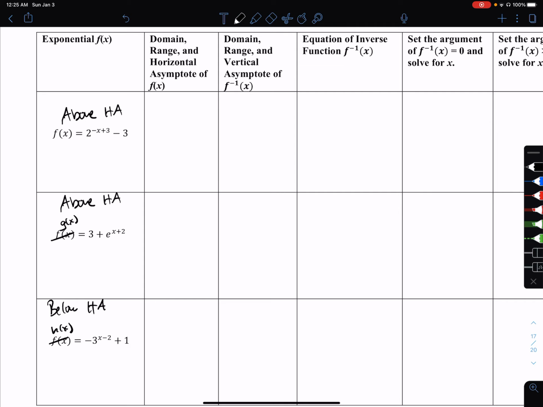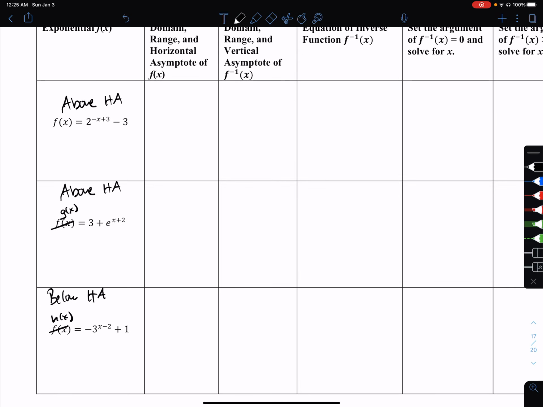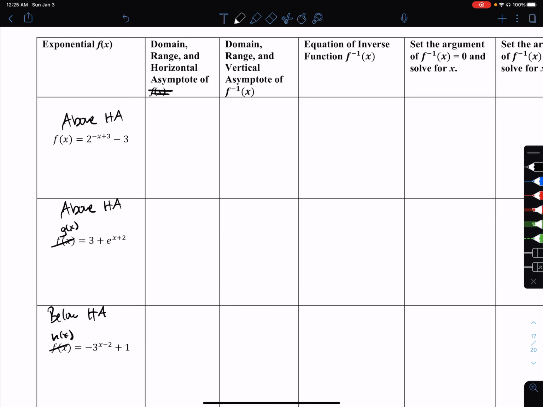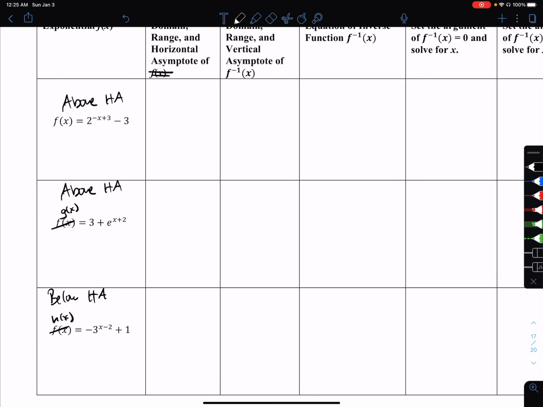What's the domain, range, and horizontal asymptote of the function? And let's get rid of f of x here because, man, I can't believe that I changed this and it didn't carry over. Sorry, I'm dwelling on my mistake.